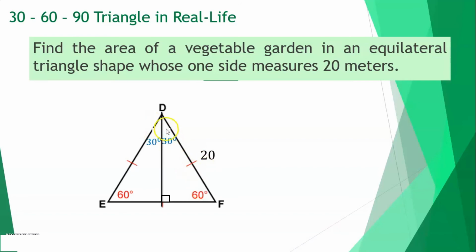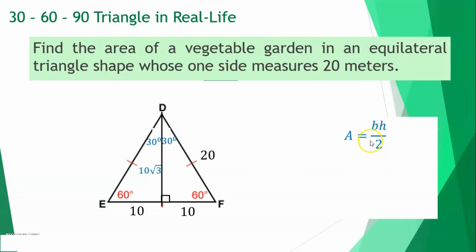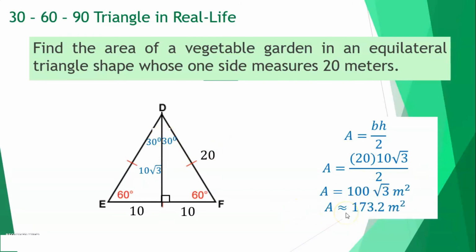Now, if this is 20, the opposite of 30 degrees would be half, so that's 10 and 10. And of course, the opposite of 60 degrees here is 10 square root of 3. Now with this, we can find the area, which is base times height divided by 2. So the base is 20 and the height is 10 square root of 3, divided by 2. That's 100 square root of 3 meters squared, or approximately 173.2 meters squared.